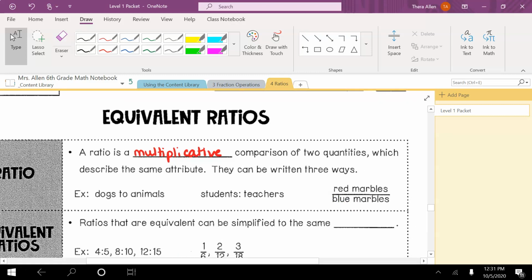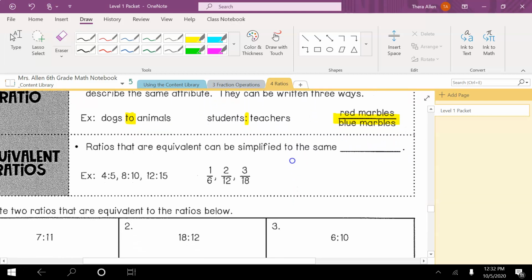They can be written three ways. Remember, we have the word "to," we have the colon, and we have the fraction bar. And those are our three ways.